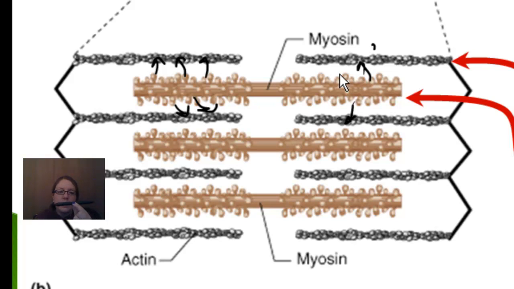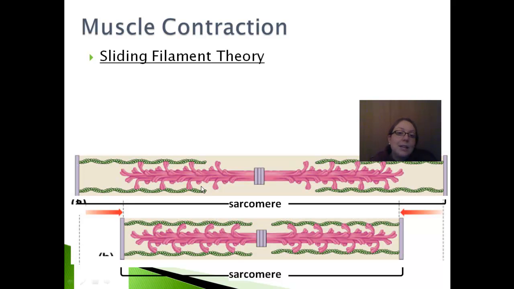So say my hand's the myosin and this is the actin. It's going to attach and swing it forward. It's going to grab a different section and swing it forward. Different section, swing it forward, again and again. So it shortens. And it's going to keep shortening the actin until something tells it to stop. That's called the sliding filament theory of muscle contraction. The actin is literally sliding past the myosin, shortening the sarcomere.